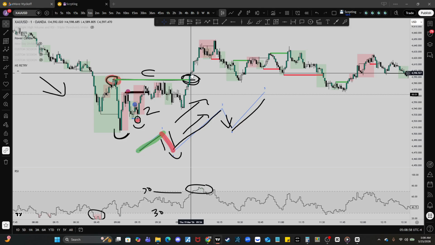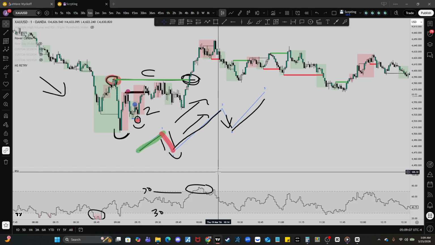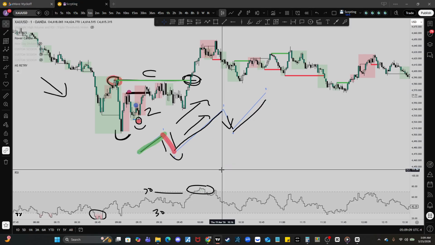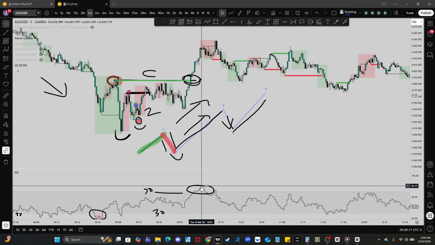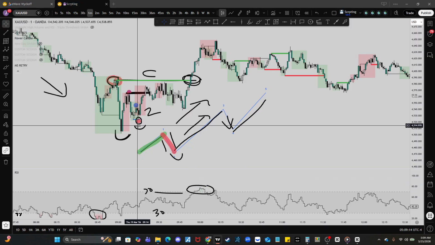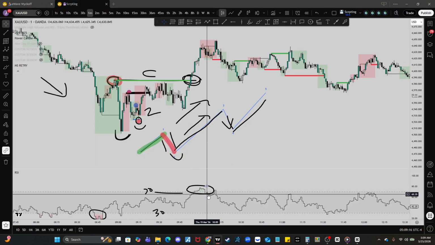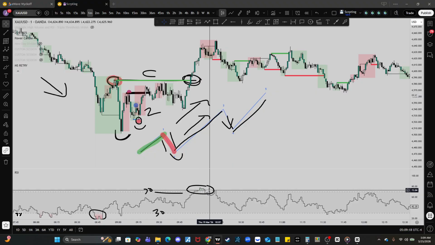Again, this is a probability. It could just fail, it could just be done. We theoretically are not nearing the end of wave 3. So wave 3 started here. We're not nearing the end of wave 3 until we're overbought. Theoretically. Again, I'm still learning.